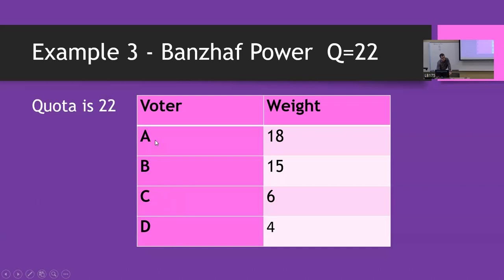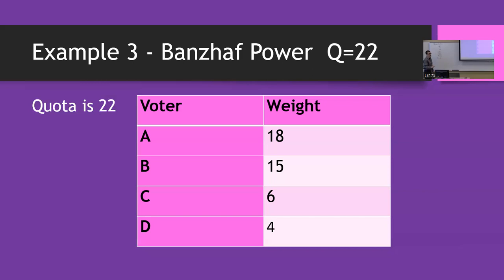Now let's go through all the triples. How about A, B, C? Well, yeah, A, B, C is a winning coalition. How about A, B, D? Yeah, A, B, D is a winning coalition. A, C, D is a winning coalition. And then it turns out B, C, D is also a winning coalition.